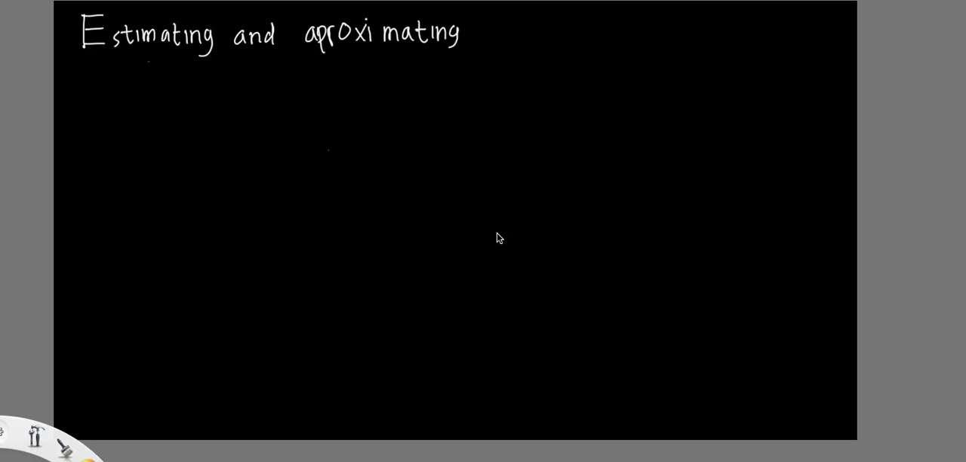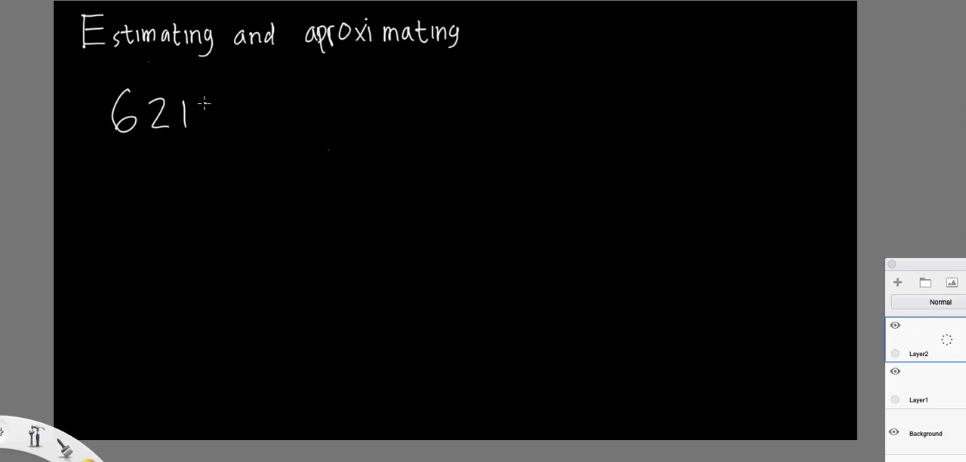To estimate or approximate something, the aim is to do a simple calculation in math. I have an example: 6,210 divided by 276. In the real calculation, we can find that the result is about 22.5.